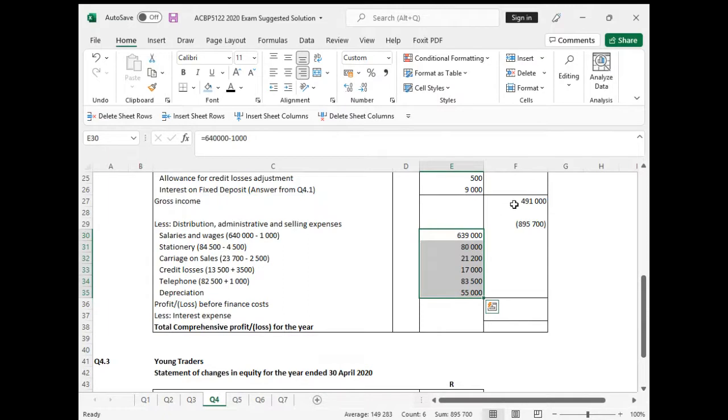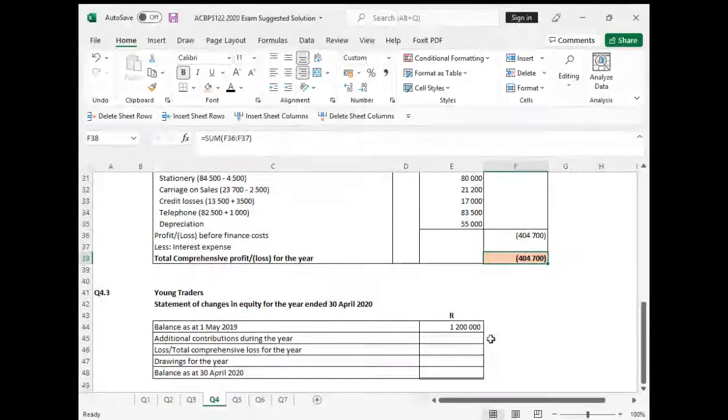Then to work out the profit and loss before finance charges, you take the gross income less your expenses. Now in this scenario, we've got a loss. Now you can see if you weren't sure whether it's a profit or loss, if you indicated it's a loss as a negative, you would have already indicated there. There was no information on any additional interest expenses. So our total comprehensive loss for the year is the 404,700.